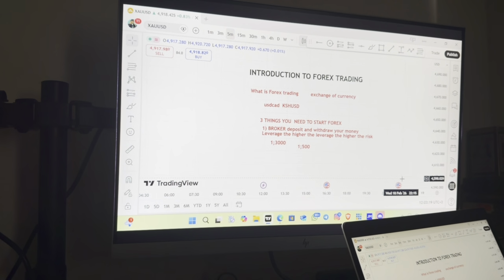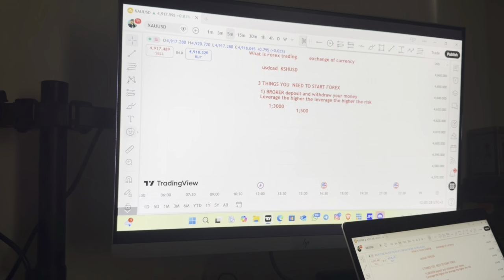Right. After that, number 2 of the things you need in order to start Forex is something called MT5, or MetaTrader 5. MetaTrader 5 is simply where you execute your trades. MT5 is where you execute your trades. I'll show you in a recorded video how to use MetaTrader 5.